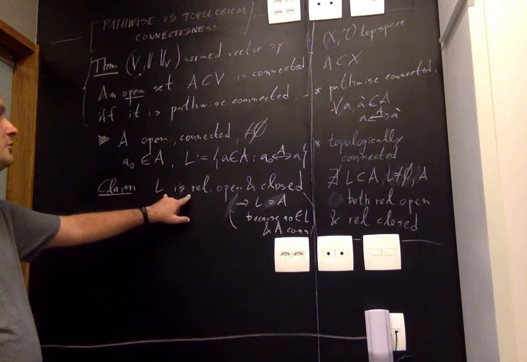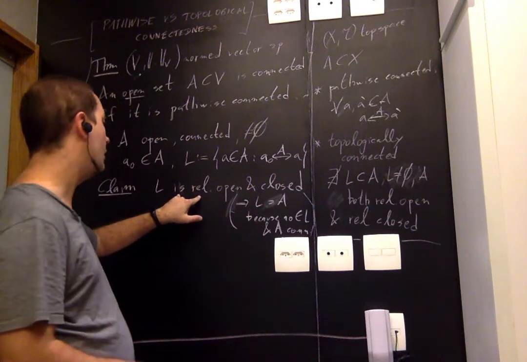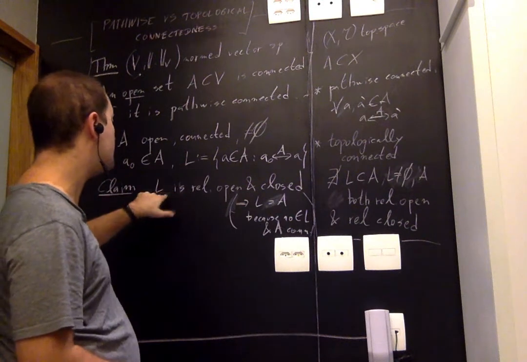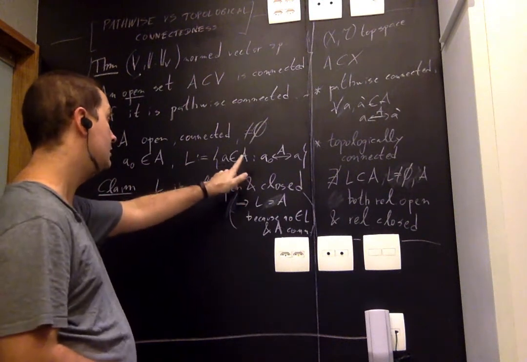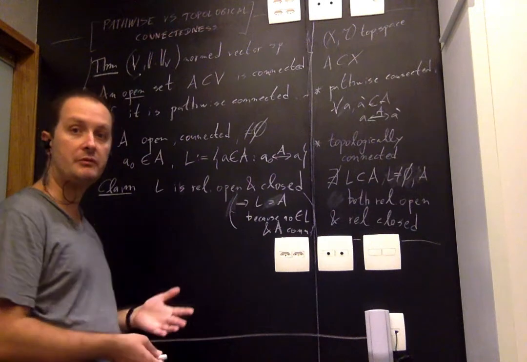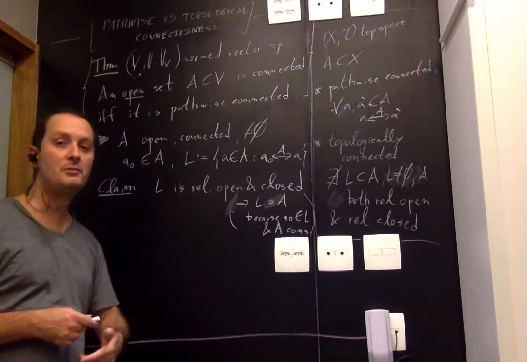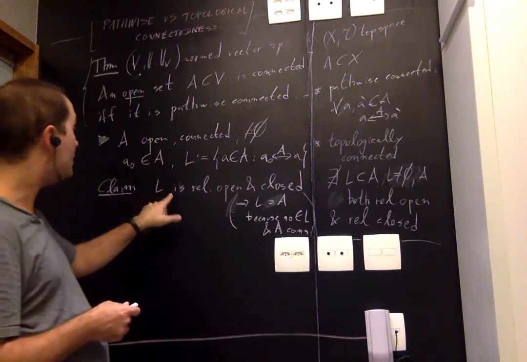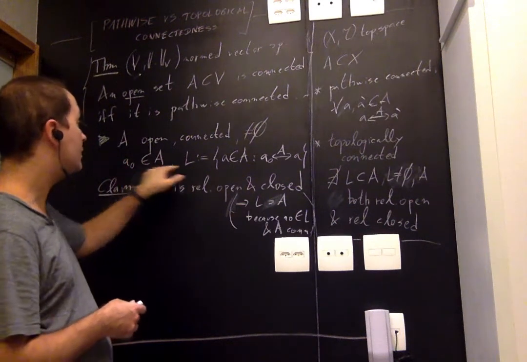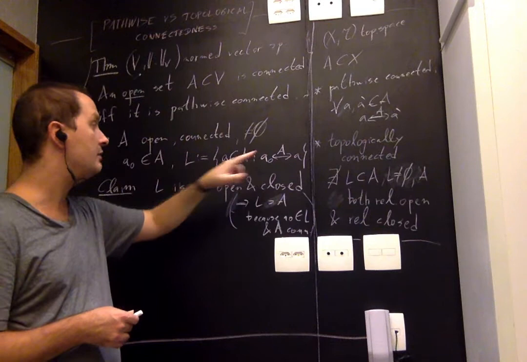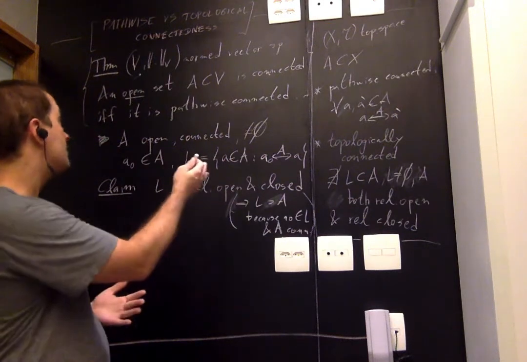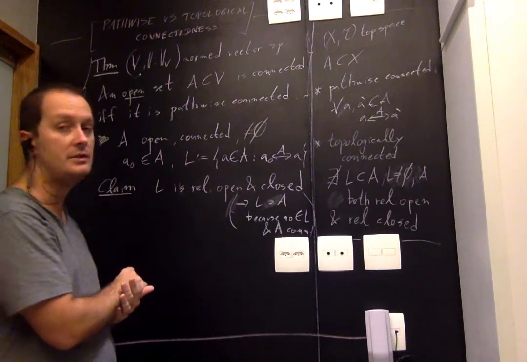So this is what we need to show. Actually, this would be true always. Even if A was not connected, it would be true that such subsets L are relatively open and relatively closed. But because we know that A is connected, we can conclude that L must be equal to A. And what does that mean? It means that all points in A are connected to A naught by a path, right? So that means that A must be pathwise connected.